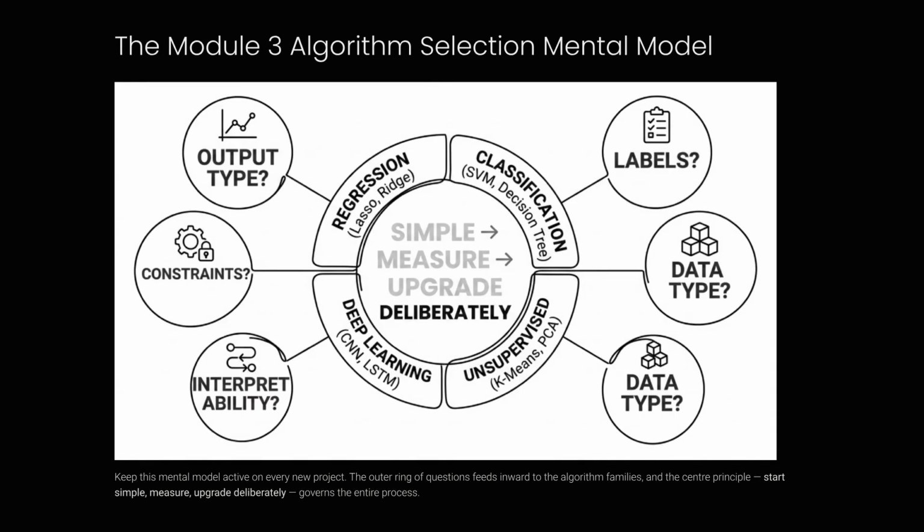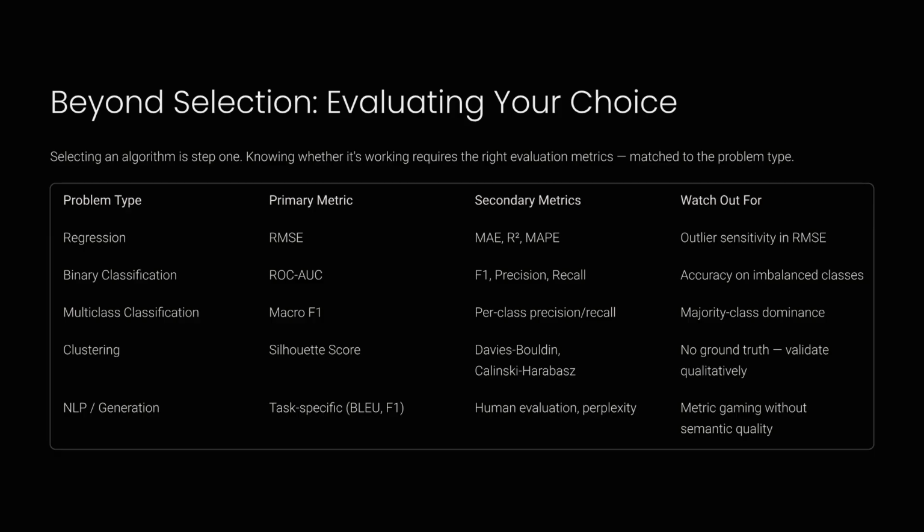Output type is the first filter, and interpretability is a hard constraint. Always establish a baseline before adding complexity, and remember that operational constraints are first-class requirements. Keep this mental model active on every new project. The questions feed into algorithm families, and the center principle is to start simple, measure, and upgrade deliberately. This governs the entire process.